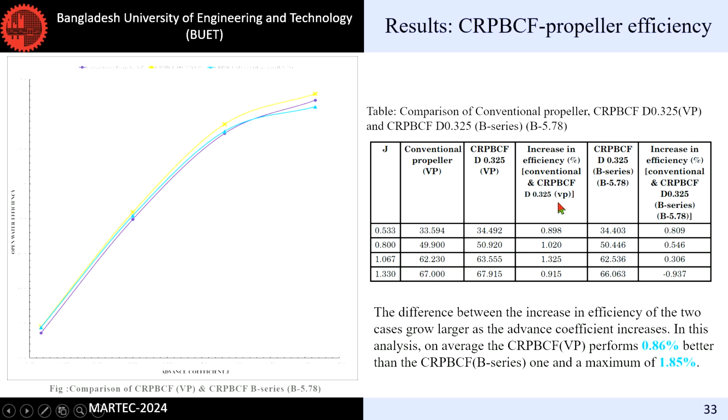As you can see, for both cases, the propulsive efficiency increases. However, the one similar to the main propeller design performed better. The difference between the increase in efficiency of the two cases grows larger as the advance coefficient increases. In this analysis, on average, the contrarotating propeller-Boscap fin with the similar type of auxiliary propeller performs 0.86% better than the contrarotating propeller-Boscap fin of B-series type.